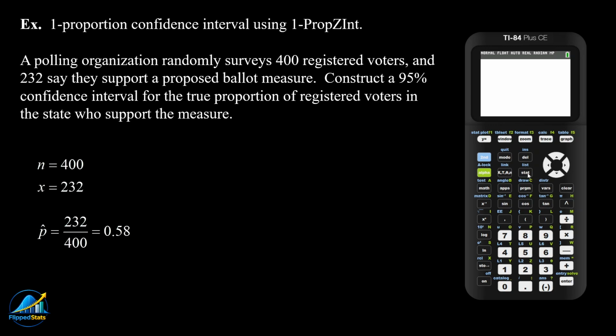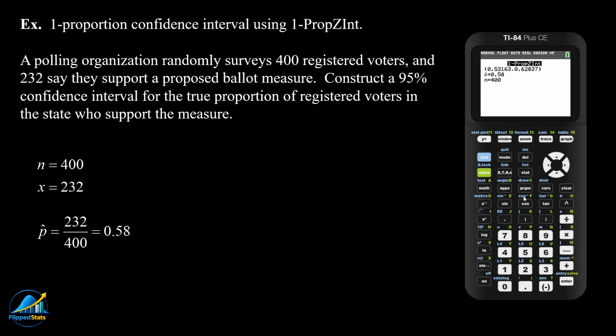So we press Stat, then we go over to Tests, and we're going to arrow down to one proportion z interval. And you can see the calculator's using the same notation where x is the number of successes. So we had 232 successes. Our sample size was 400. And we're using a confidence level of 0.95, which is actually the default value for the TI calculator. And we go ahead and hit enter.